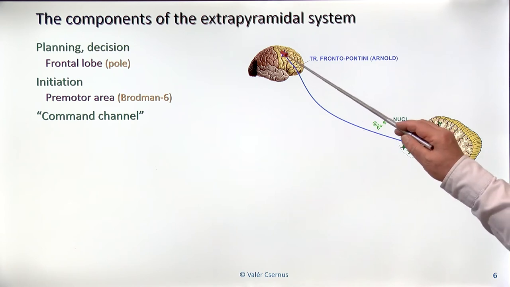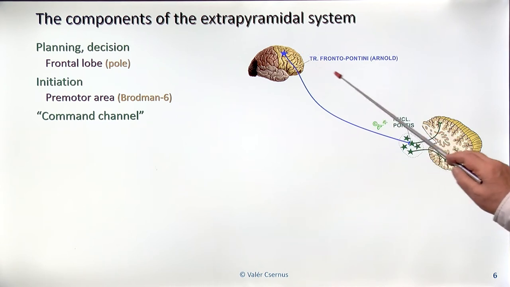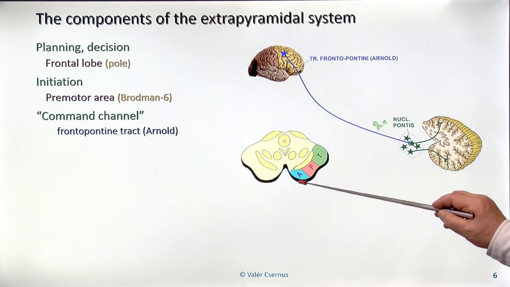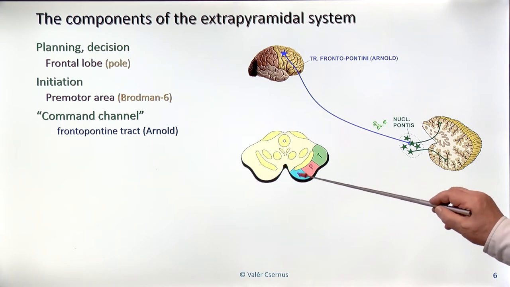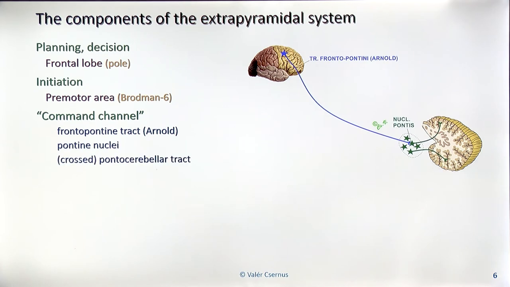How does this system work? First of all, we have to give a command, what we want to do, and this command channel is the frontopontine pathway. This is a pathway which runs in the basencephalon medially from the pyramidal pathway in the pedunculus cerebri. This pathway ends up in the pontine nuclei, which further process this information and will find the appropriate point of the cerebellum where we want to act. The information from the pontine nuclei goes to the pontocerebellar tract, in the middle cerebellar peduncle, and arrives at the opposite hemisphere because it's a crossed pathway.